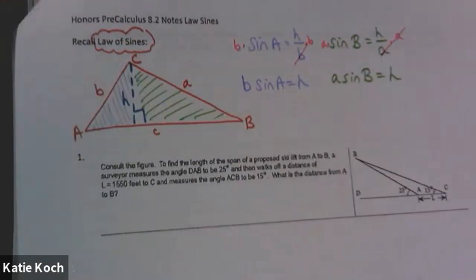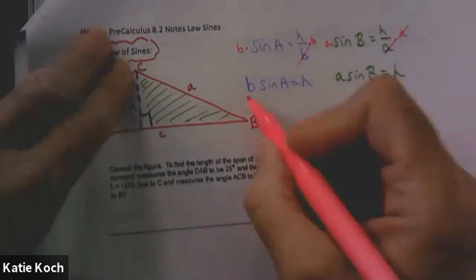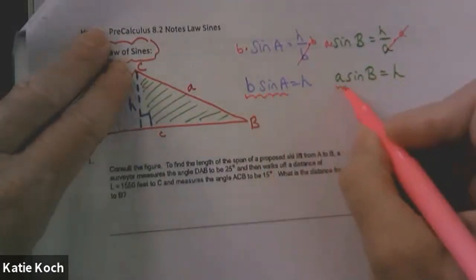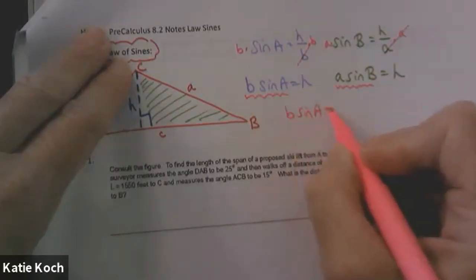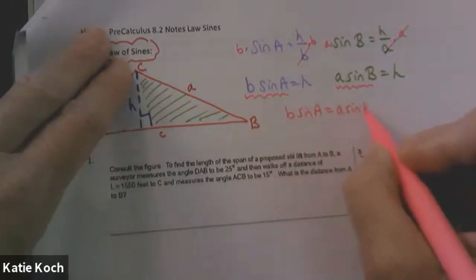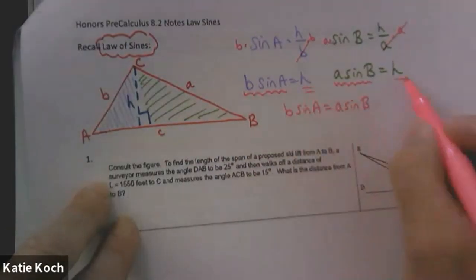Well, look, if they both equal H, then you could set those equal to each other, right? See how they both are equal to H. So that means that this and this are going to be equal to each other. B times the sine of A is the same thing as A times the sine of B, since they were both equal to H.